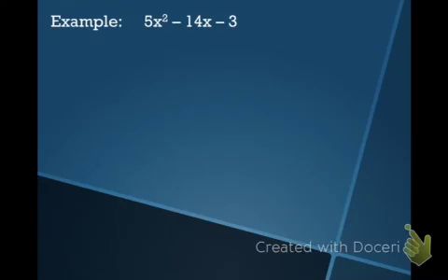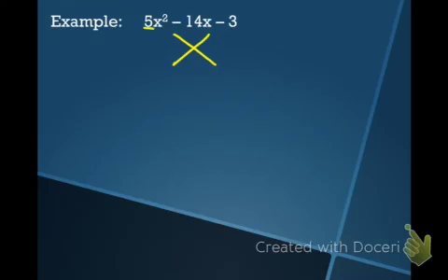Okay, we're going to just do a couple extra examples for those of you that would like to see one or two more worked out here. So remember again, the first thing that we always need to be checking for is a greatest common factor. So I'm going to look at 5, 14, and 3. No GCF there, and the last one doesn't have an x, so I don't have any x's that I can take out. So that means we're going to go straight to our diamond problem.